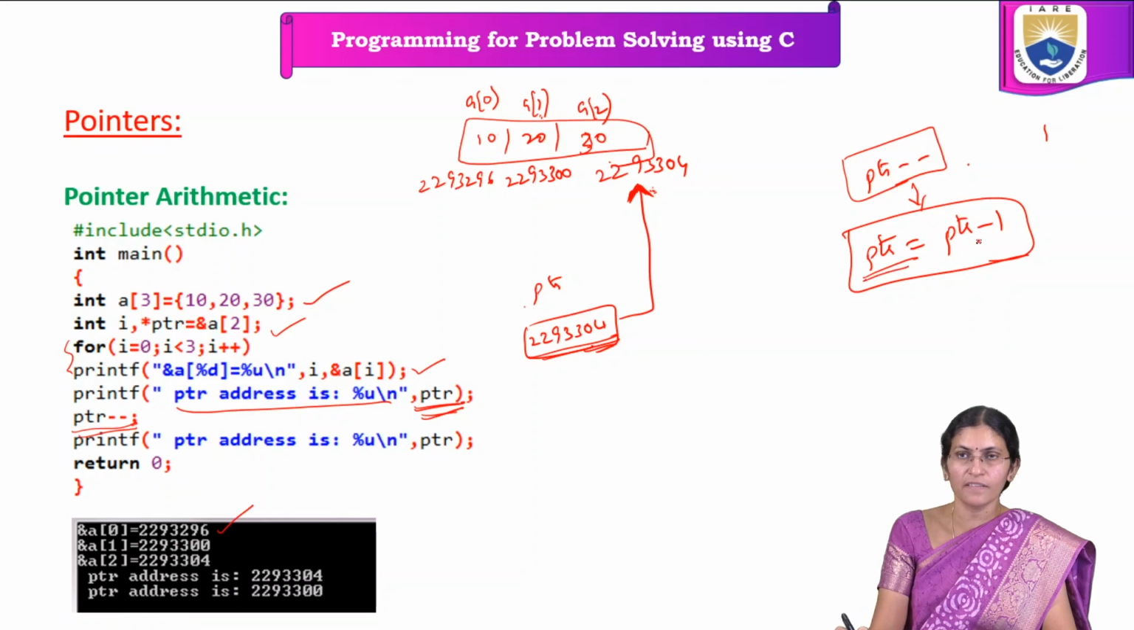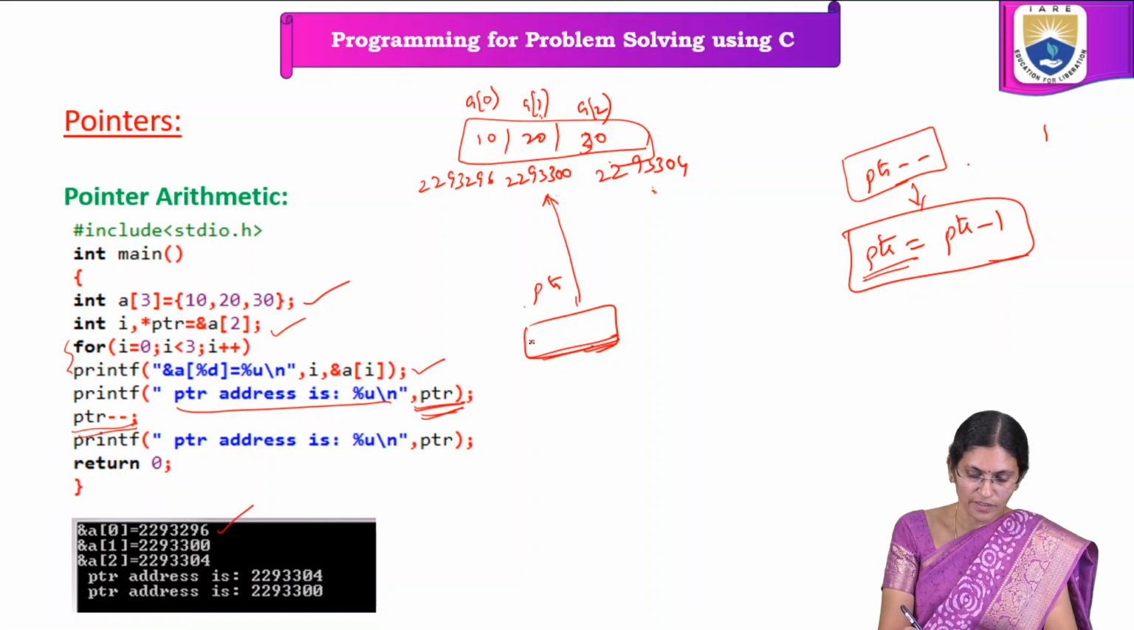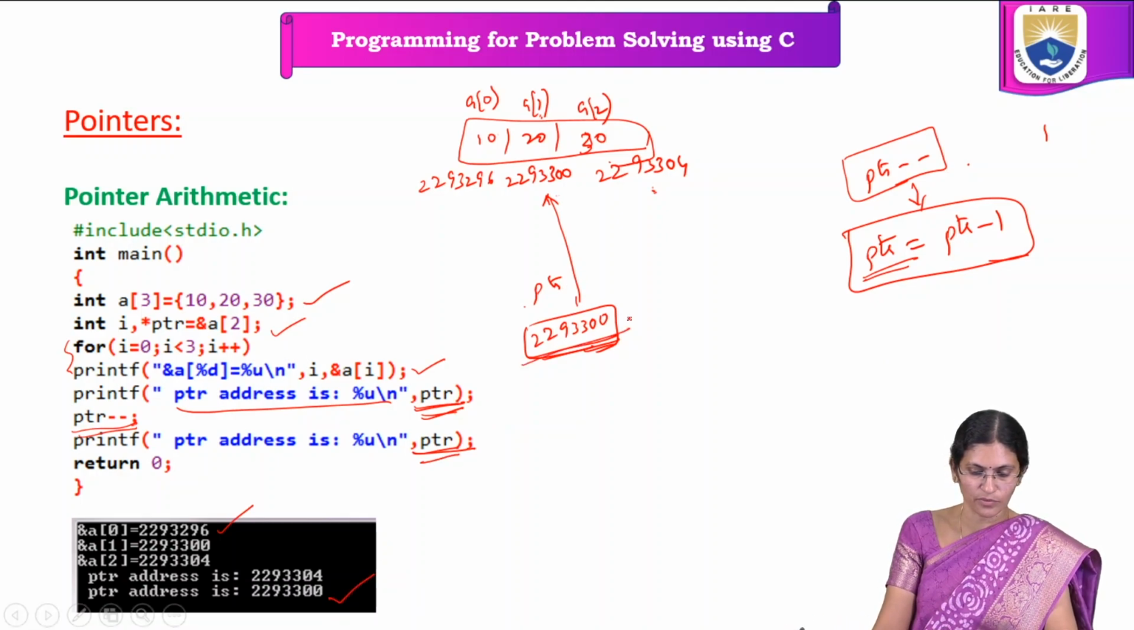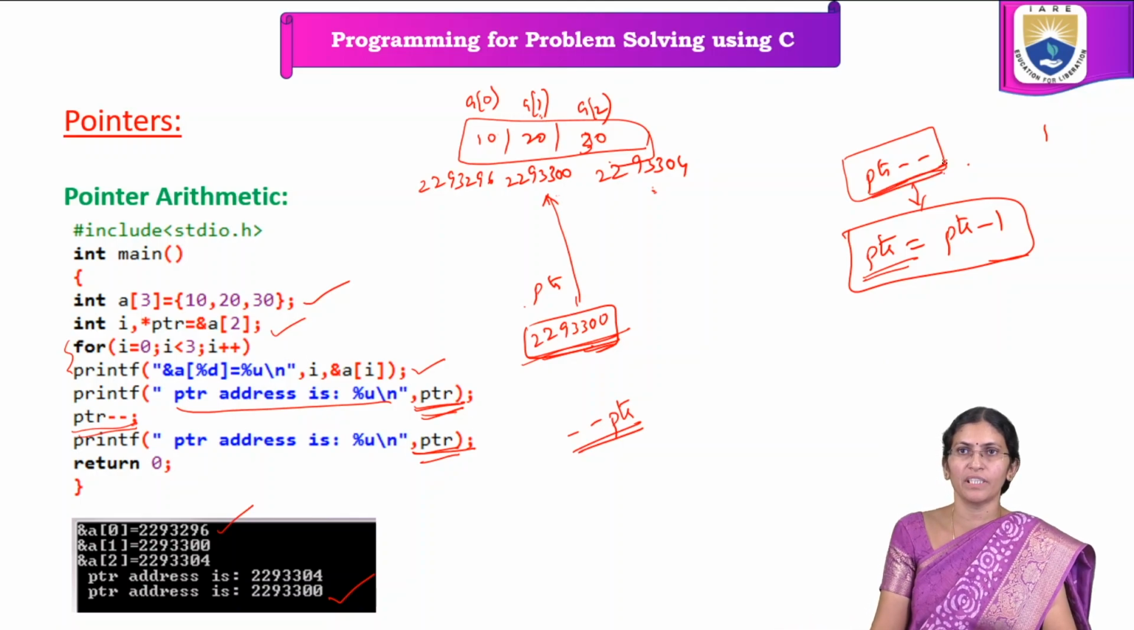Now if you do this, PTR is equal to PTR minus 1, then it will point to the second element of the array. Now it will store the address of the second element of the array. So this is what it means, 2293300. If you print the value of PTR, you can see that it is the same as 2293300. So in this way, this is pointer subtraction. This is pre-increment, this one is pre-decrement and this one is post-decrement.